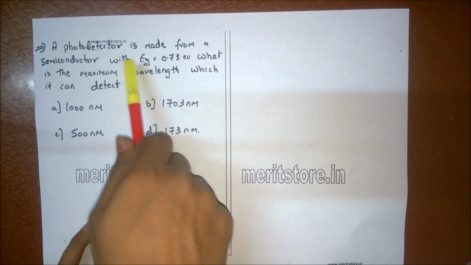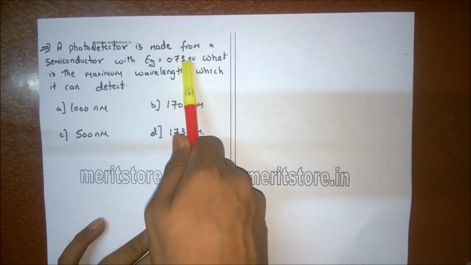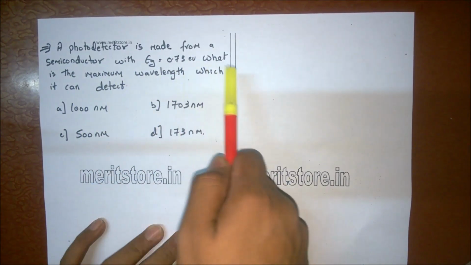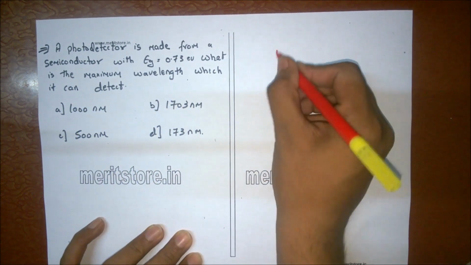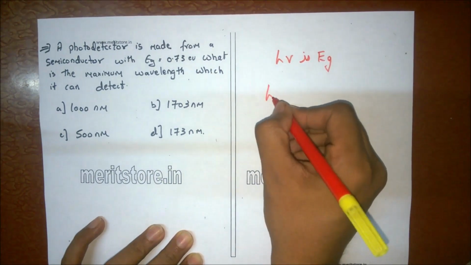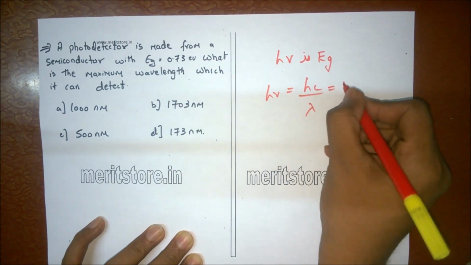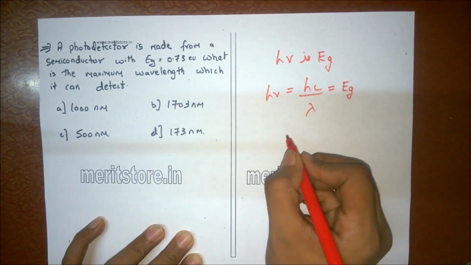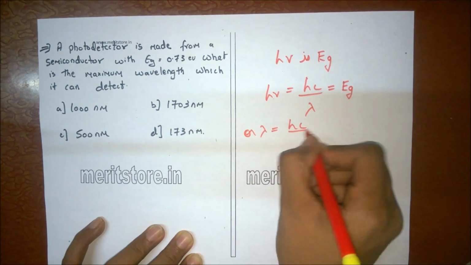A photodetector is made from a semiconductor with Eg equal to 0.73 electron volts. What is the maximum wavelength which it can detect? Here are the options. Now, the limiting value of hν is Eg, such that hν is equal to hc upon lambda, which is equal to Eg, or lambda is equal to hc upon Eg.